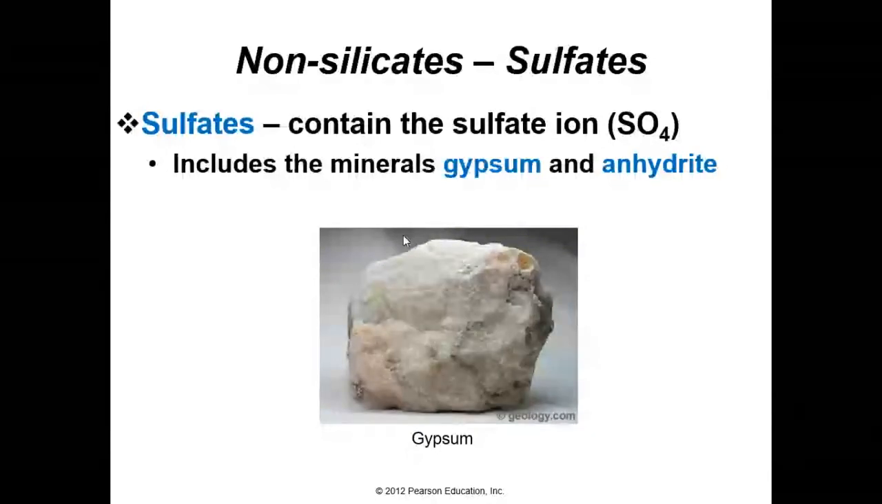All right, sulfates. Sulfates contain the sulfate ion. That's SO4. Anhydrite, gypsum. These form very similarly to the evaporites, where basically they form as a result of evaporation.